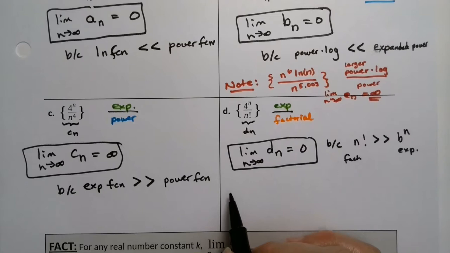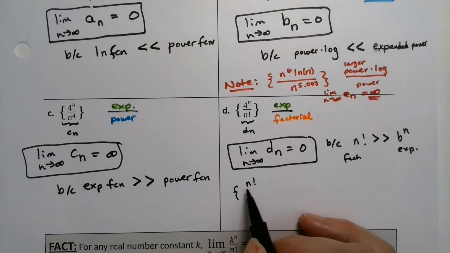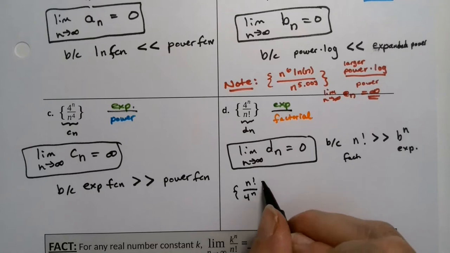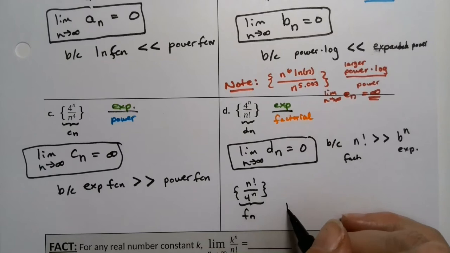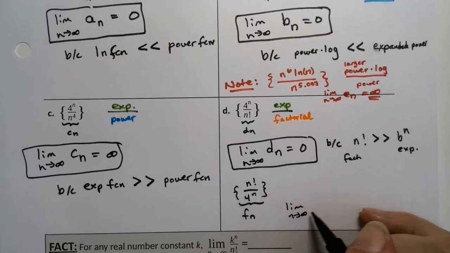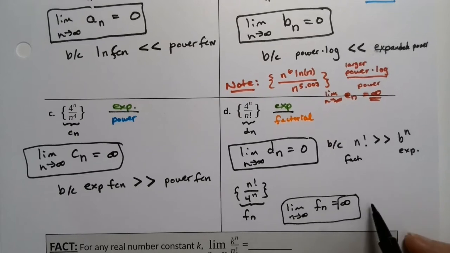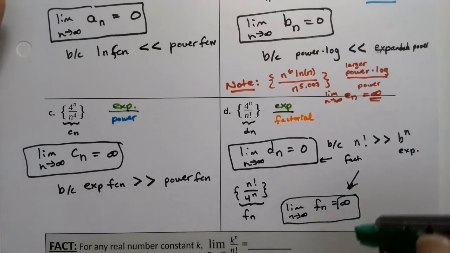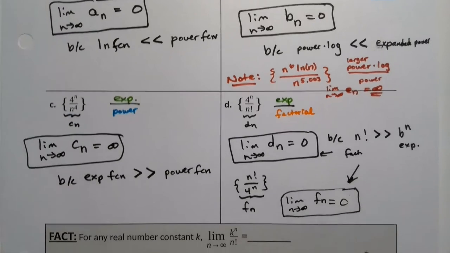If you reversed it, I'm just going to make one up. If I make a sequence that's n factorial over 4 to the n, I'll call that f sub n, because I already have e sub n made up over here. The limit as n goes to infinity of f sub n would be equal to infinity, because the factorial is infinitely larger than the exponential. Again, same reasoning, right? So if you put the bigger one on top, it'll be infinity. If you put the bigger one on bottom, it will go to 0. That's what the theorem is telling us above.